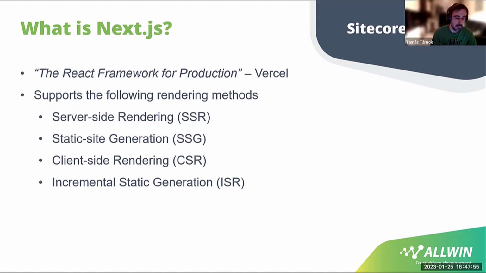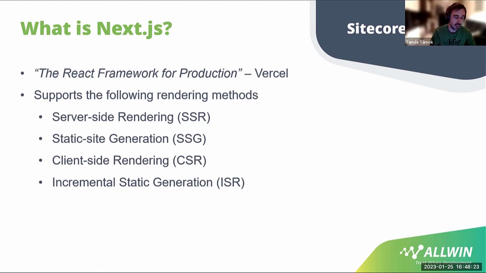And these rendering methods mean how the Next.js app would render the actual content and the HTML in the browser. For that, we have four choices. The first one is server-side rendering. It's really the same as the Sitecore MVC.